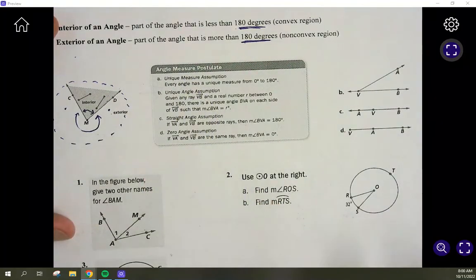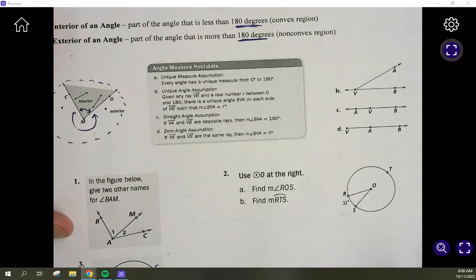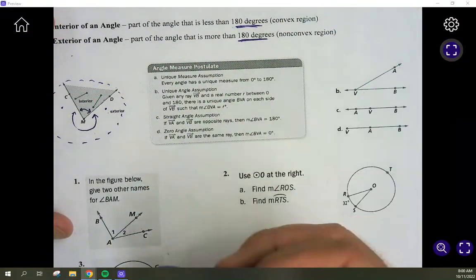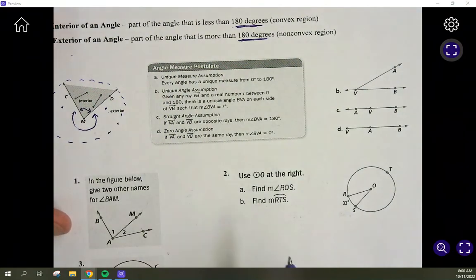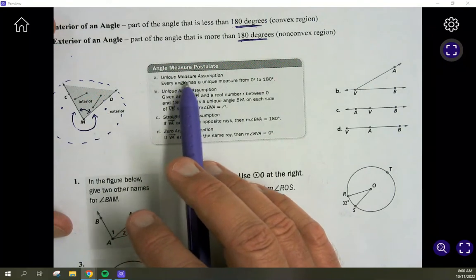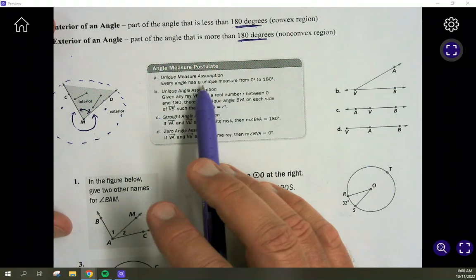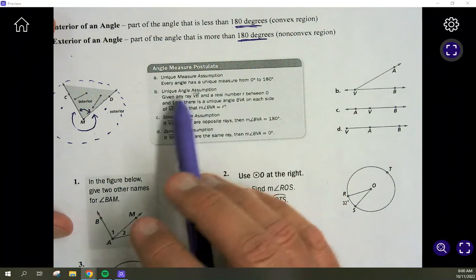Real quick, touch on the angle measure postulate. We're not going to focus on it much here, but we will refer back to it later. We've kind of looked at some of these postulates, 4 key points that we want to understand. Letter A, pretty straightforward. The unique measure assumption says that every angle has a unique measure from 0 to 180. So it's just stating an angle can be measured from 0 to 180.